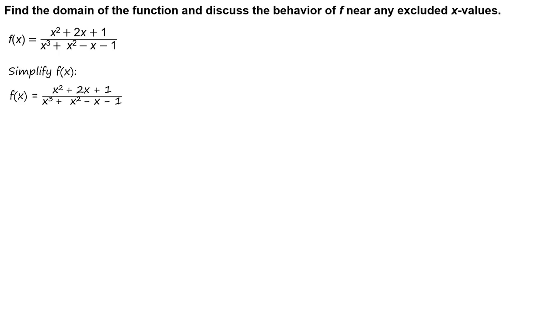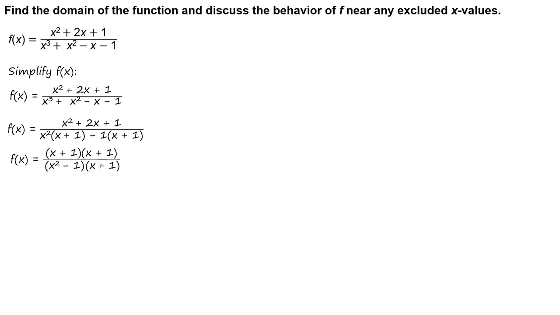First, simplify the function. To simplify the denominator, you can factor by grouping. Factor x squared out of the first two terms and factor -1 out of the third and fourth term. Now factor the quadratic in the numerator and factor x plus 1 out of the denominator.